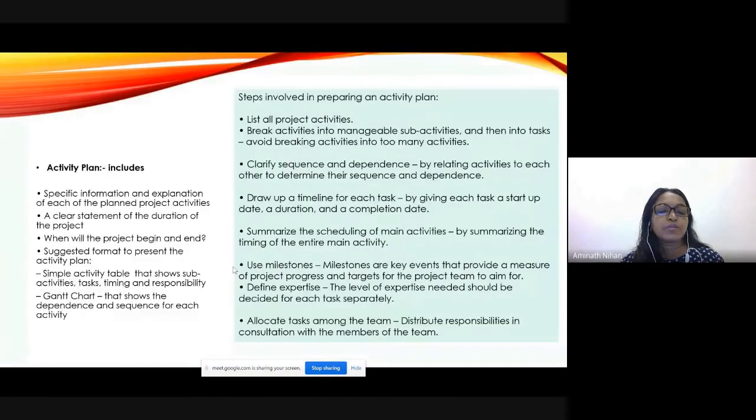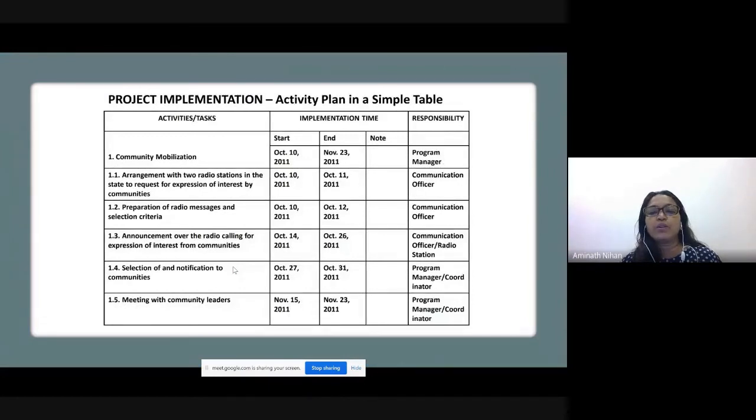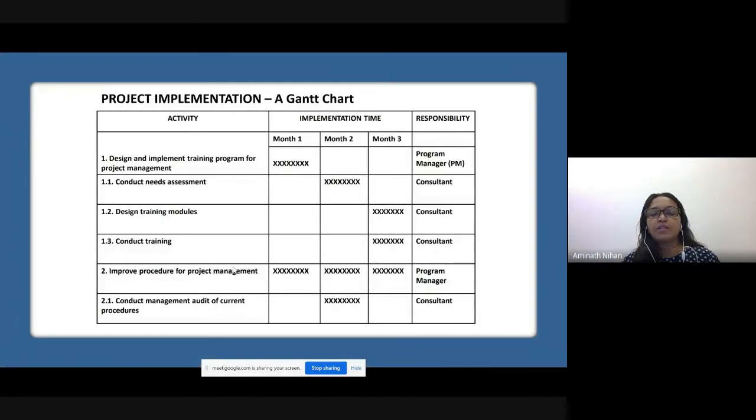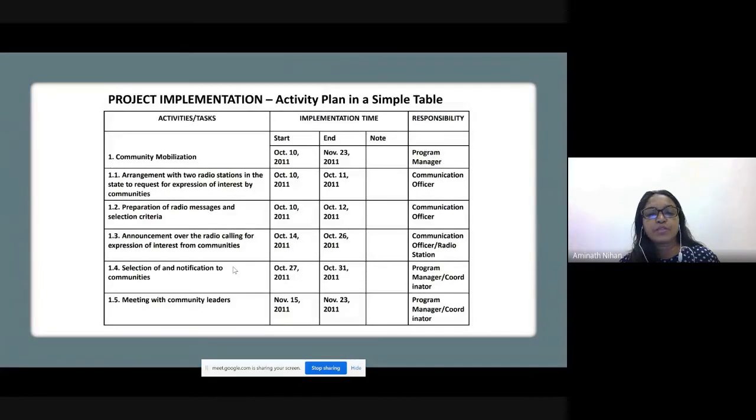So 2 ways you can do this. Again, suggested format to present the activity plan, simple activity table that shows sub-activities, task, timing, and responsibility, and Gantt chart that shows the dependence and sequence for each activity. So now you can do 2. First one, the activity plan, and after that, you can work on the Gantt chart, which is much easier, right? But remember, you have to do this one as well, right? Start date, end date, and responsibilities allocated. So that is very important.